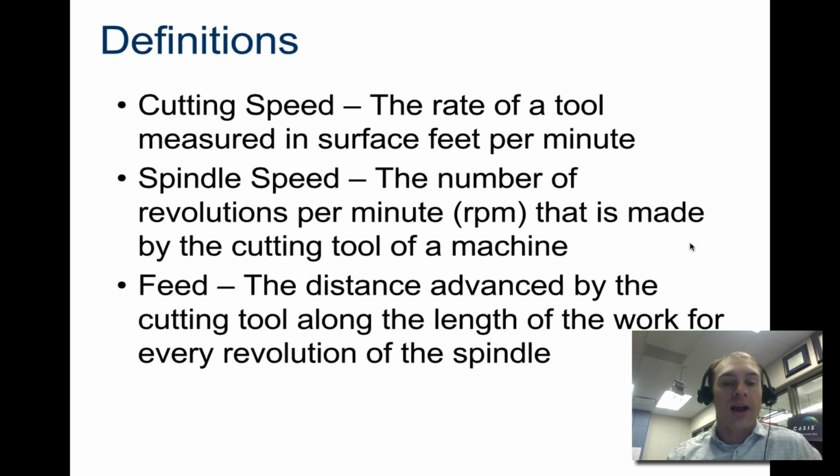Man, that is really wordy. I would just say feed speed, or feed, is the distance that the cutting tool moves. That's kind of the feed.